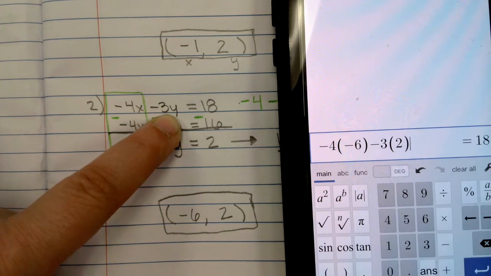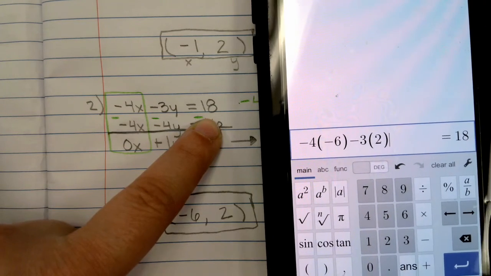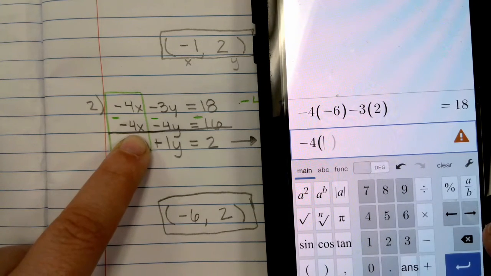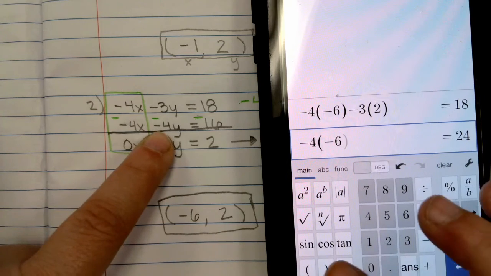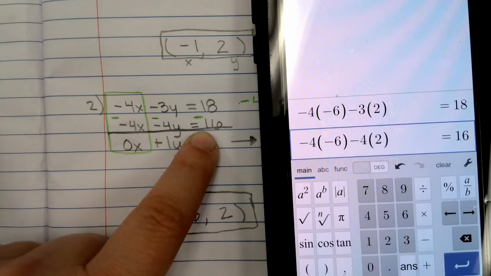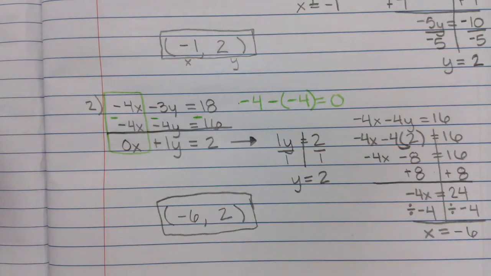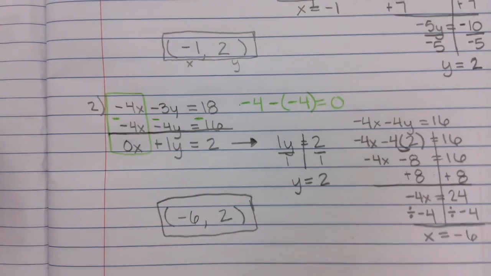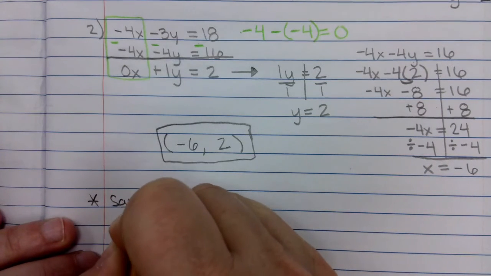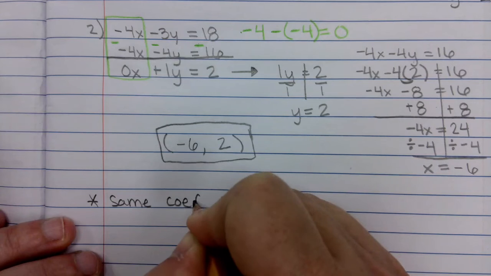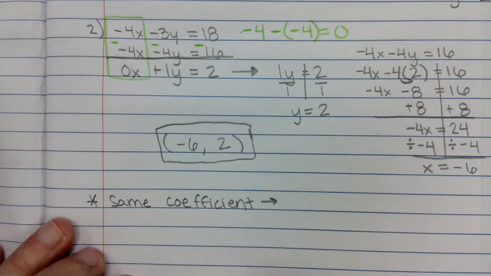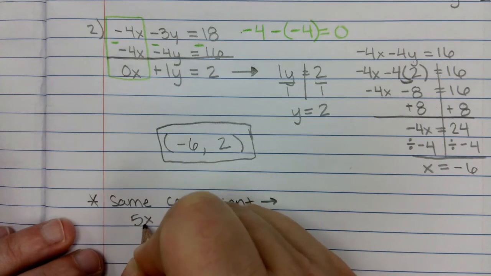All right, real quick, our note on the bottom is if we know that they are the same number, the same coefficient. So if I had like a 5x and a 5x, how do we make that into 0? What will we do? Subtract, yep. Or if it was like a -3x and a -3x, to get that 0, we're going to still subtract. When they're the same, we subtract.